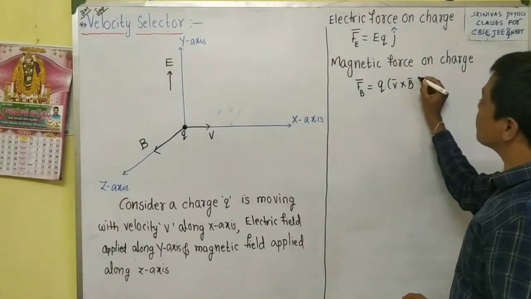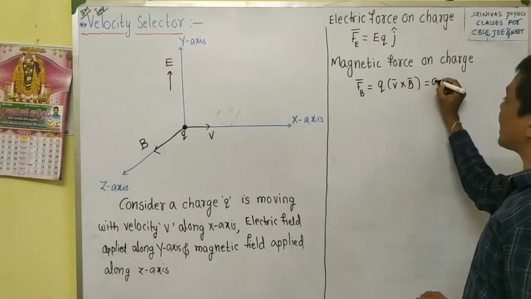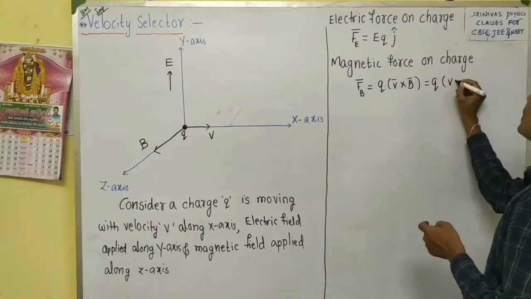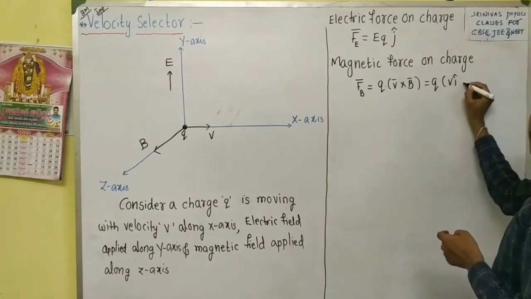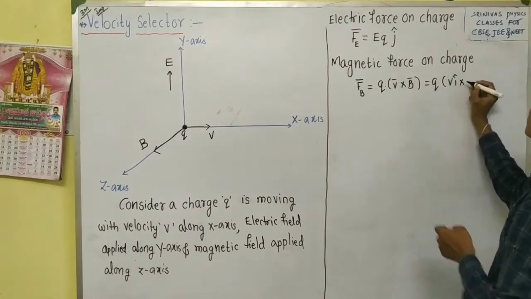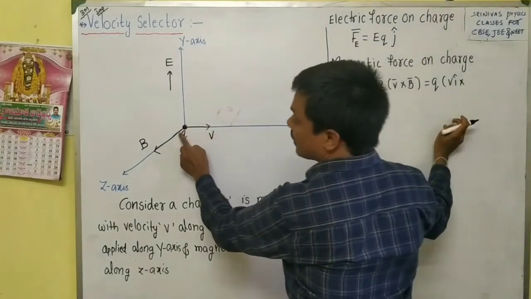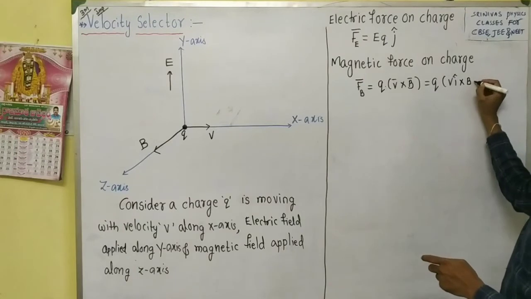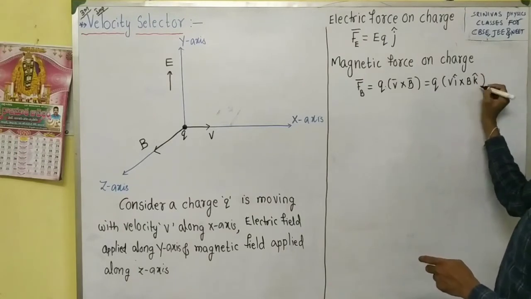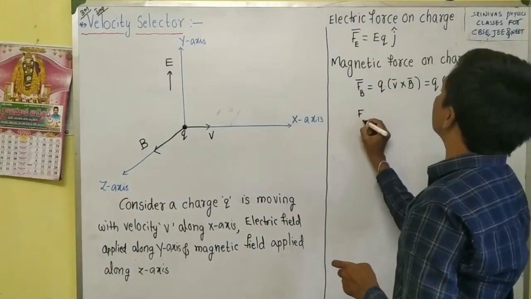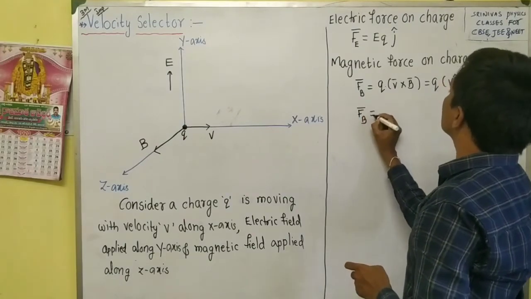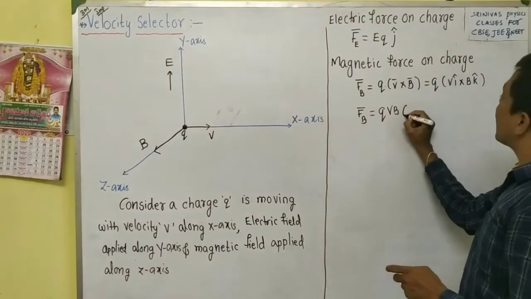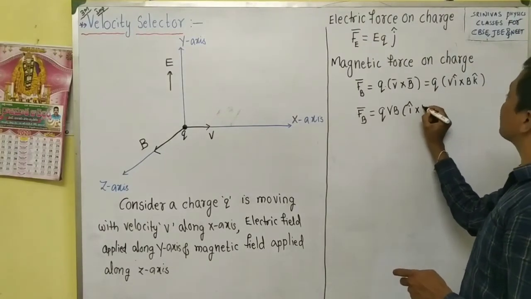But what is velocity V? V is along the x-axis. Velocity along the x-axis, we write V bar as V I cap. And cross B bar, the magnetic field is along the z-axis, so we write B K cap. Here QVB we write outside. Then the magnetic force we will get as QVB into I cap cross K cap.